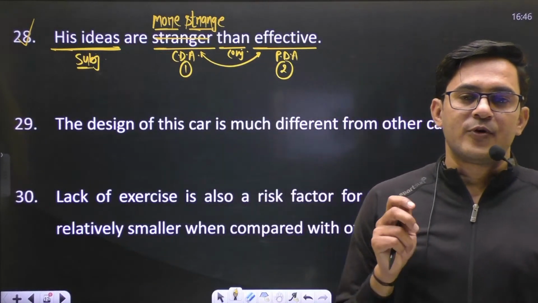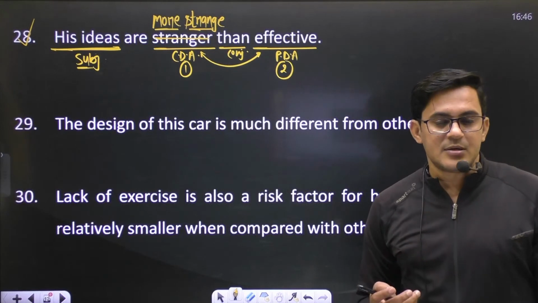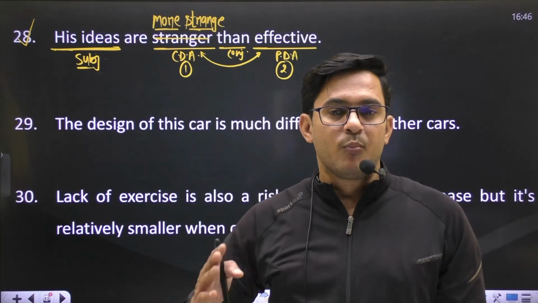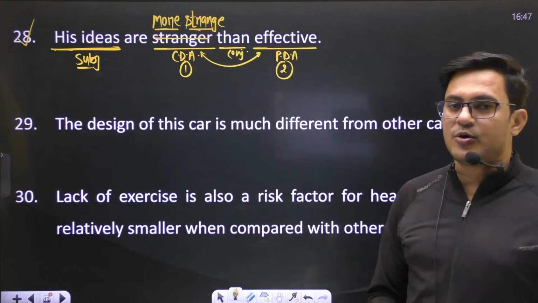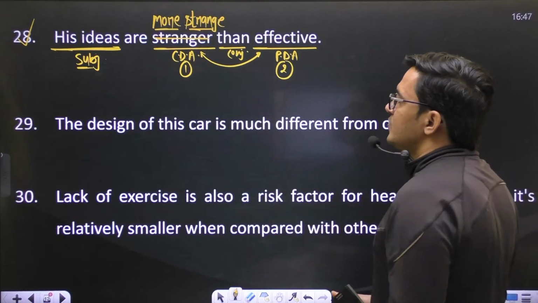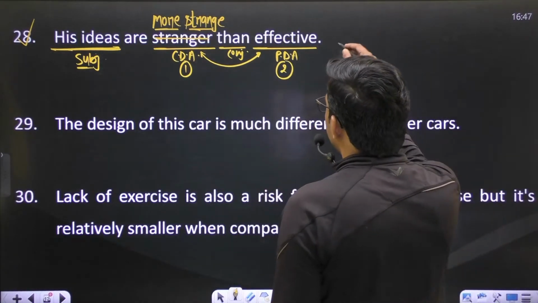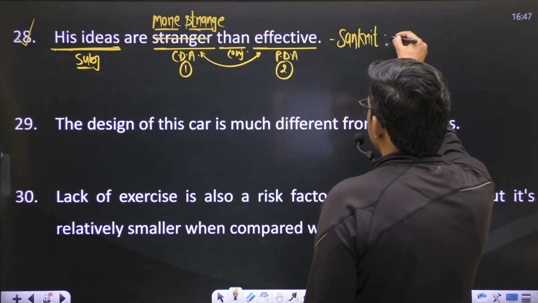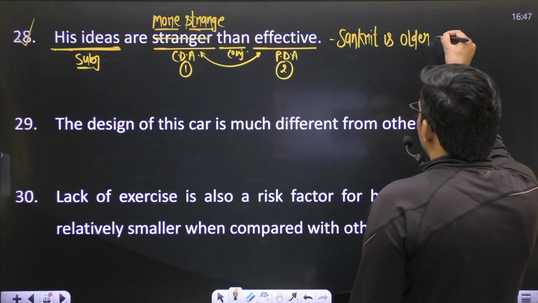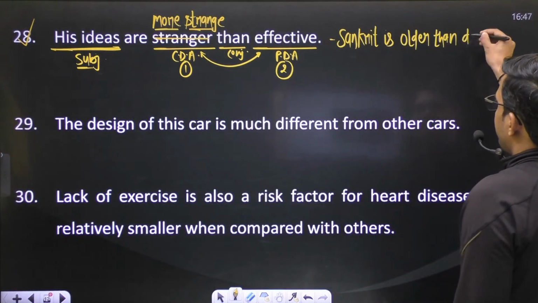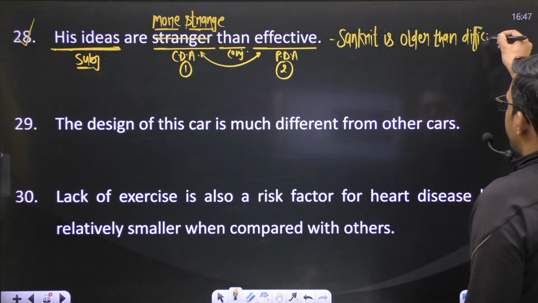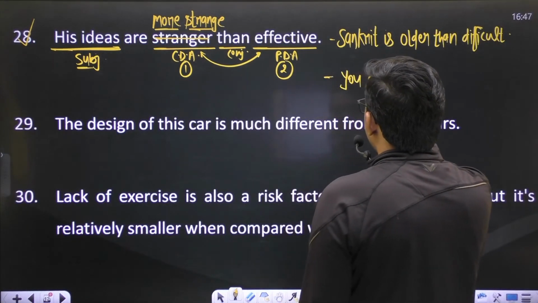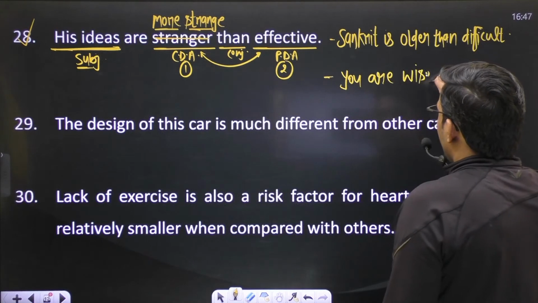If two qualities of a single person or thing are compared with then, don't use er format and simply use more plus positive degree. This is the concept. The sentence will be like, his ideas are more strange than effective. If I say a sentence, Sanskrit is older than difficult, you are wiser than rich.